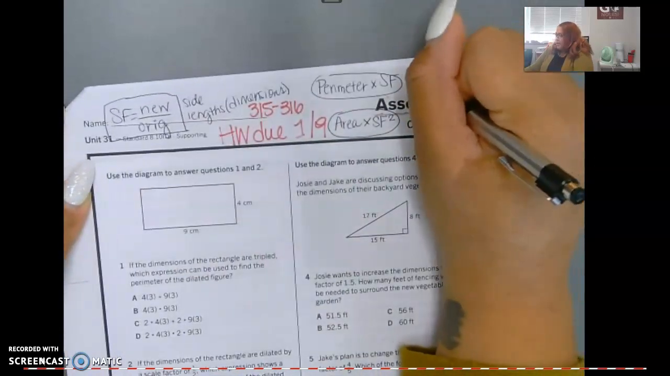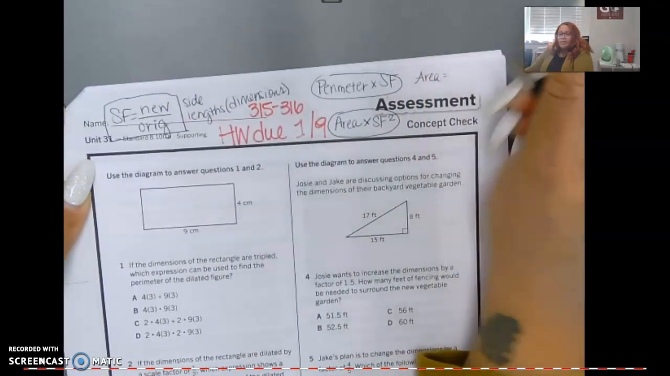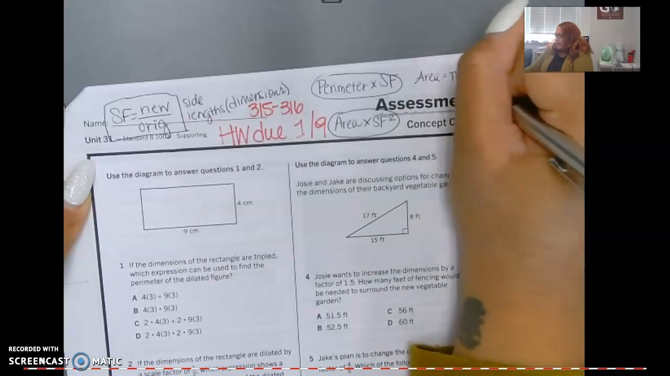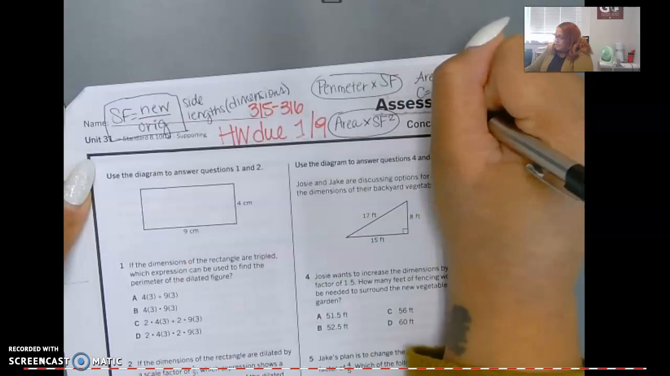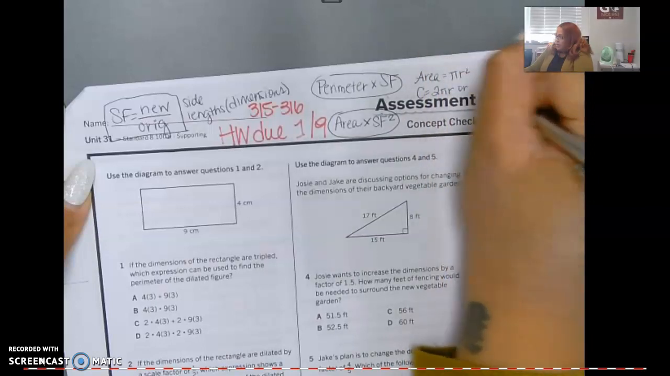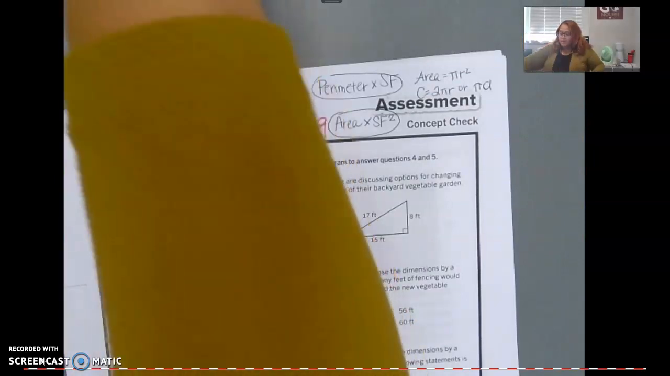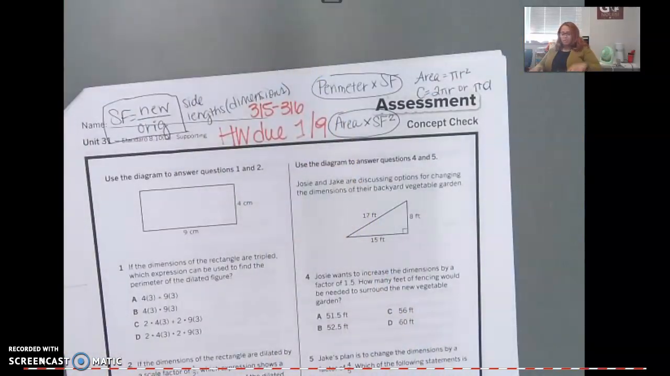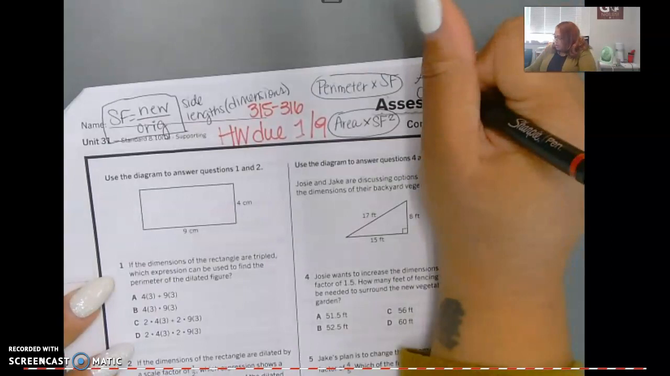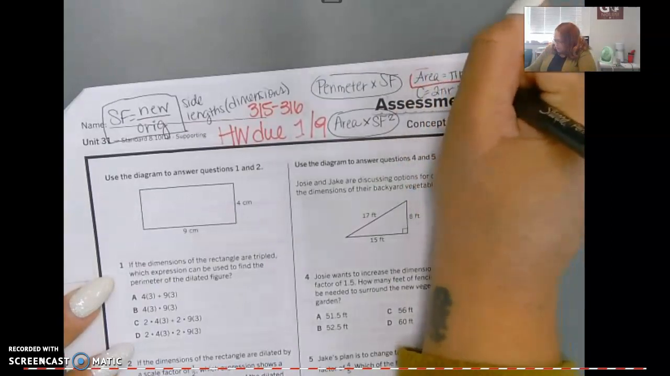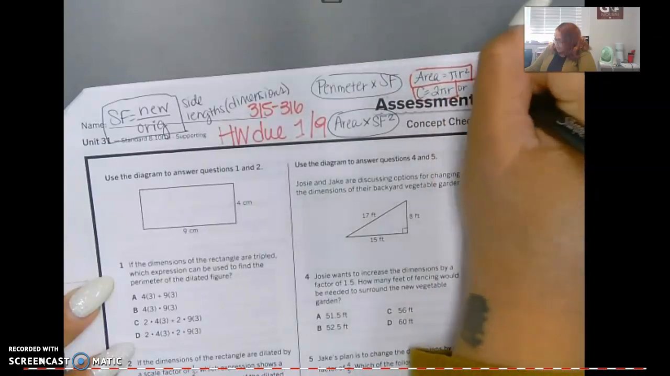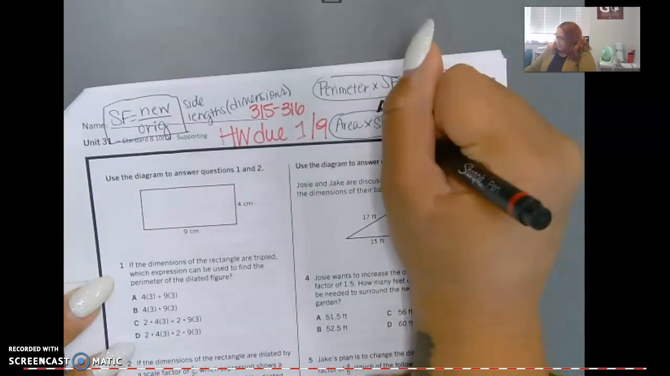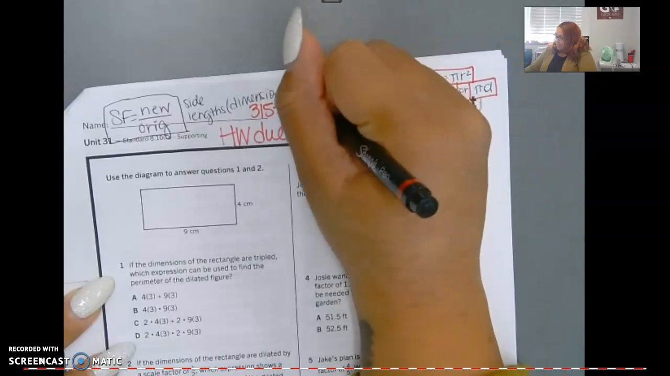And real quick, the area of a circle is equal to pi r squared, and the circumference of a circle is equal to 2 pi r or pi times diameter. So let's put those of importance over here, and over here, and here. This is important, this is important.